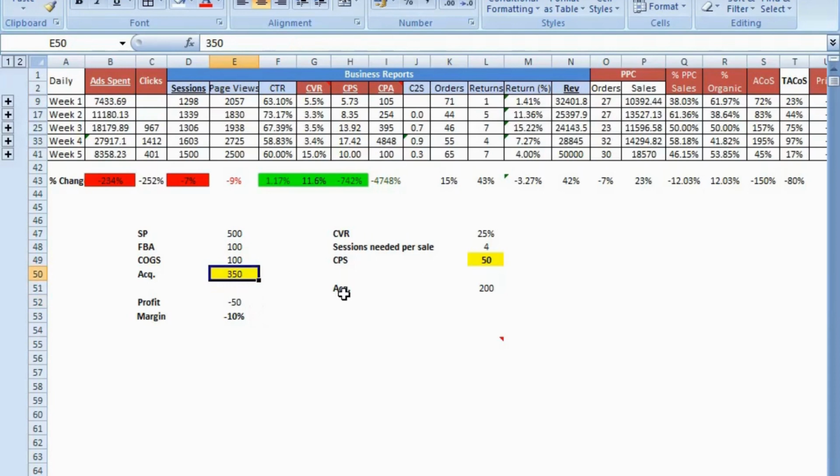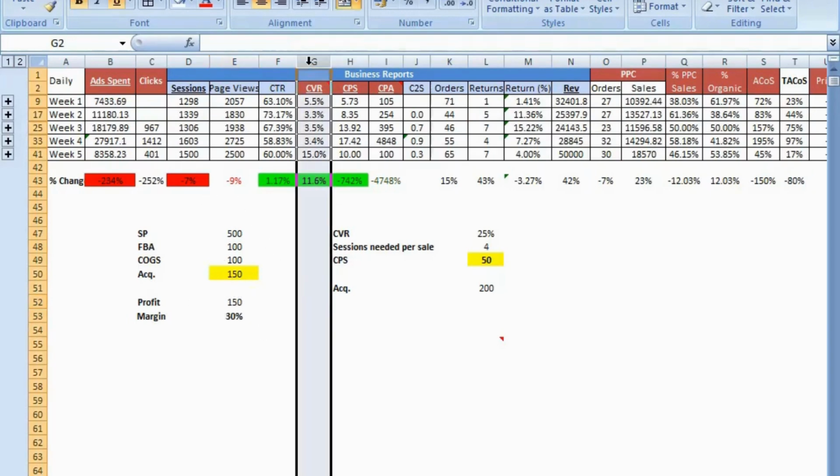Let's say you worked your way up and managed to reduce your acquisition cost to 150. In that case, your business is profitable, you are able to make some money after making a sale, and you are also able to maintain a healthy profit margin, right? Now, this is how you need to analyze.